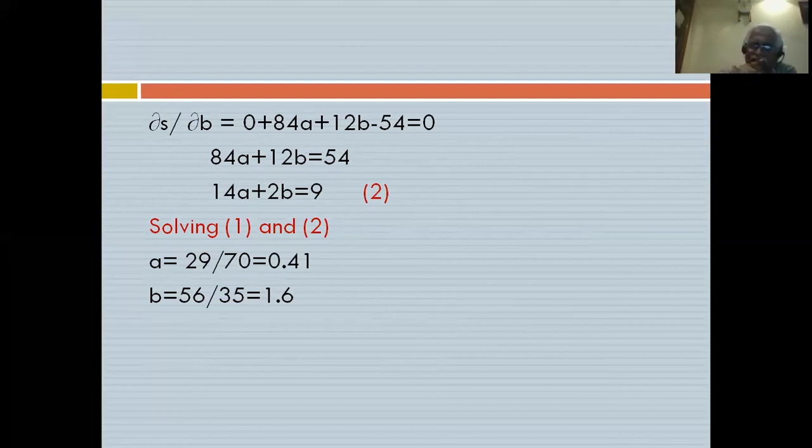Now here partial differentiation is being done, first by a, then by b. And this is the way the equations come. Solving 1 and 2, 0.41 and 1.6. Next.